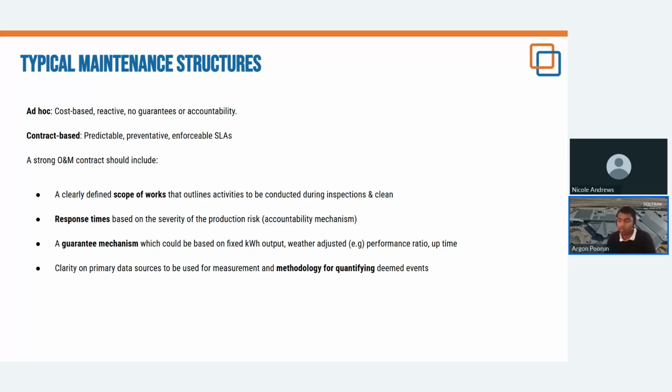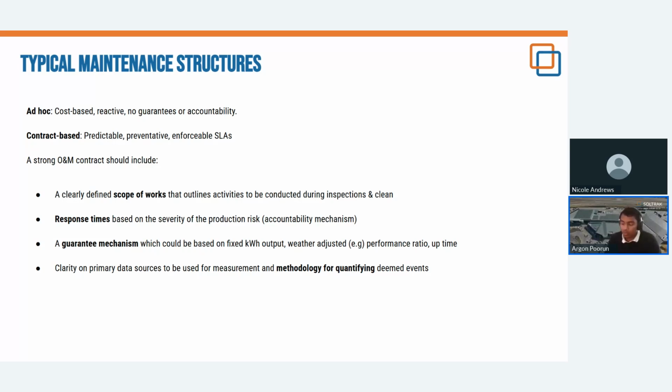A lot of service providers are moving away from a fixed energy output and moving more towards performance ratio or weather adjusted guarantees, which still hold the service provider accountable for not maintaining the site. It just does not hold them as accountable for lower than expected irradiance, which is out of their control.